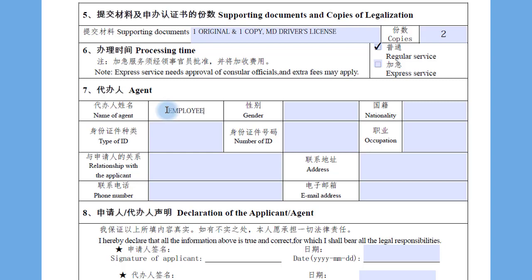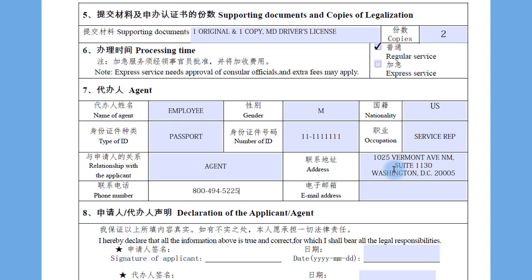Now, number 7 is the agent. That is the person who is actually presenting the documents at the embassy office. If Cogency Global is handling, then our information will go there, and we've sort of put a generic Cogency Global employee in here. If you're asking us to handle it, you can either call and find out who is going to be taking care of your documents for you, or you can leave it blank and we will complete that section for you. The last section is to sign in Section 8.